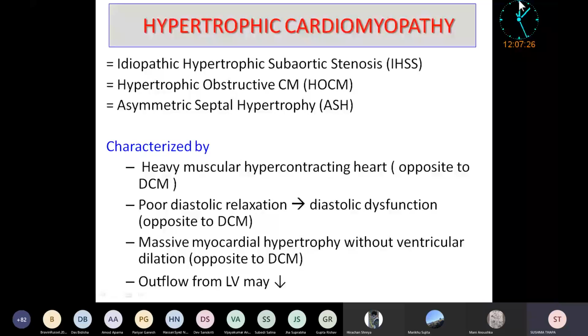Again, it is opposite to the DCM. In the DCM, diastole can be there, but systolic dysfunction is there. In hypertrophic cardiomyopathy, there is diastolic dysfunction. Next is the massive myocardial hypertrophy without ventricular dilation. There is massive myocardial hypertrophy. You know the word hypertrophy, isn't it? Yes or no?